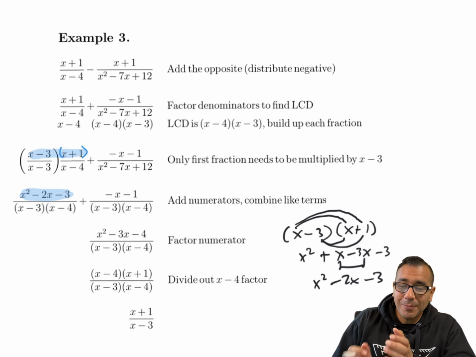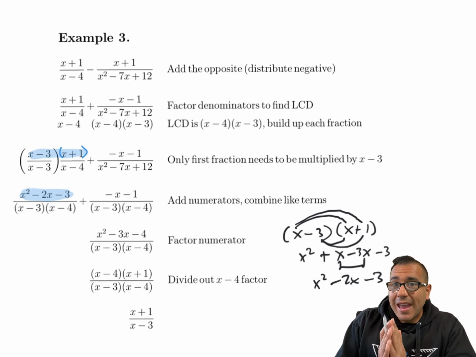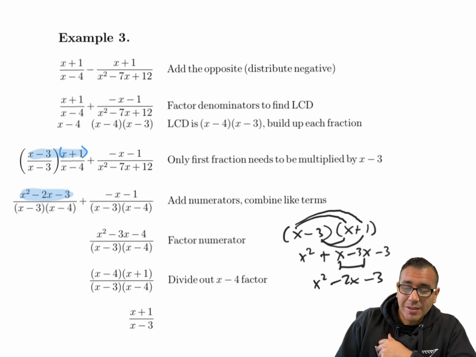So again, all we did right here from this step to this step is combine our like terms, all right? And so now we ask ourselves the question, now that I have one fraction, everything's cleaned up, can I factor that numerator? Can I factor this? Yes, we can. All right, so we end up with x minus 4 and x plus 1 after you factor this.